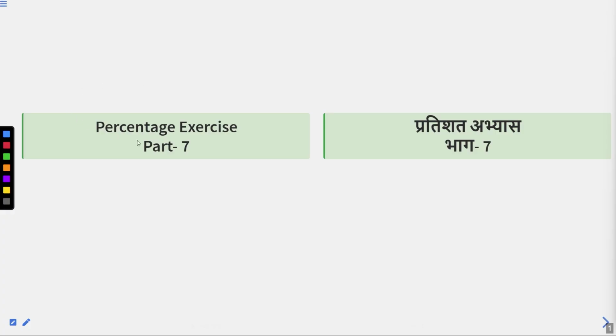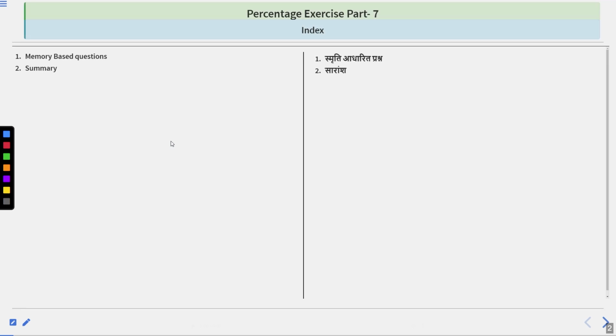Hello students, our today's topic is percentage exercise part 7. Our exercises are memory-based questions which were asked in banking previous year exams, and then we will summarize our lecture.